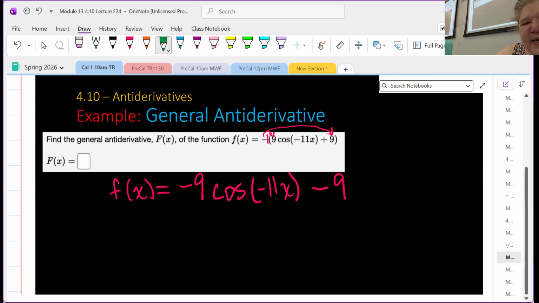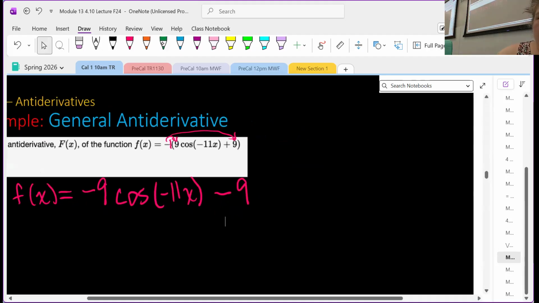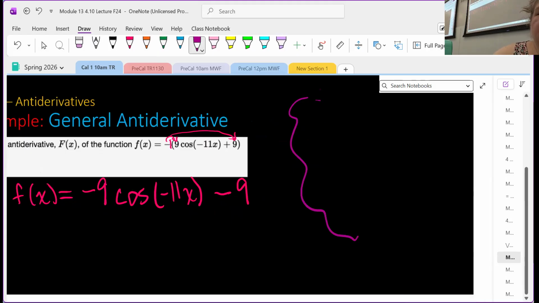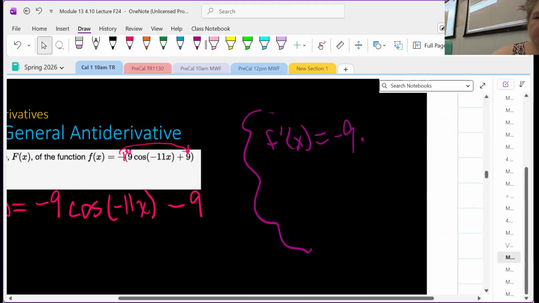Now, one of the things I find, especially when I'm first learning antiderivatives and even later on, if I'm not sure how the antiderivative is going to go, I'll take the derivative and see how that goes, and then think about what it would look like if I tried to undo this process. So this is our side thought bubble. If I was going to do f prime of x, the -9 would multiply through, and then the derivative of cosine is negative sine.